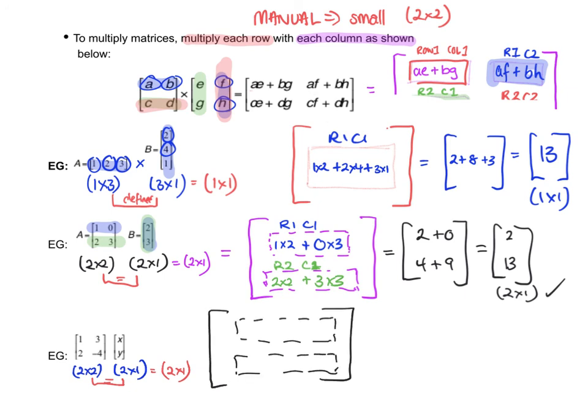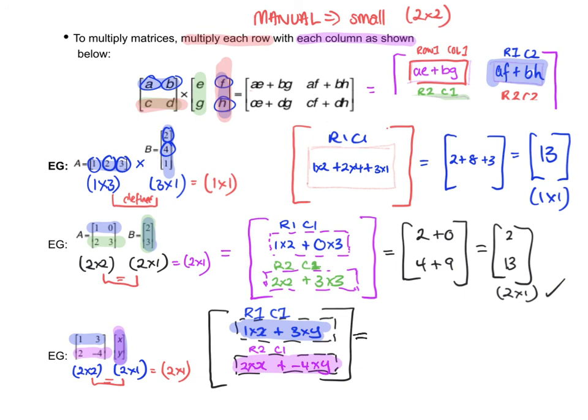Alright, so I'm going in here. I'm going to do that answer in that. That's row 1, column 1. So it'll be row 1 with column 1. All I'm going to do is exactly the same. It's 1 times x plus 3 times y. Okay, and then I'm going to do this element in here. And I can see that element is in row 2, column 1. So that means I do row 2, column 1. And it'll be 2 times x plus negative 4 times y.